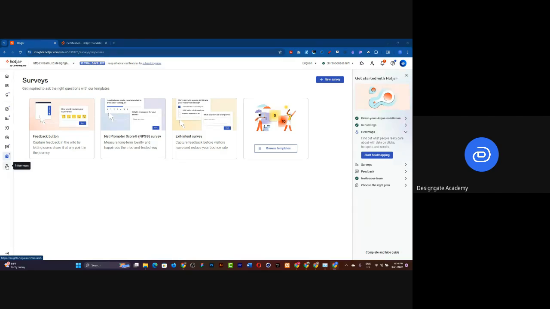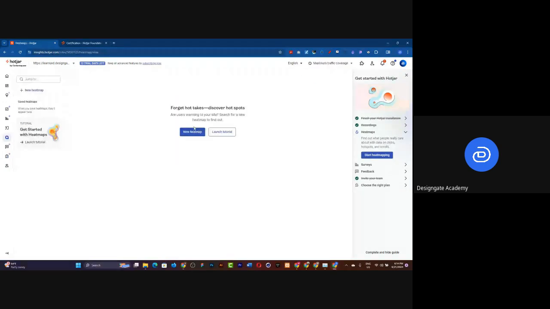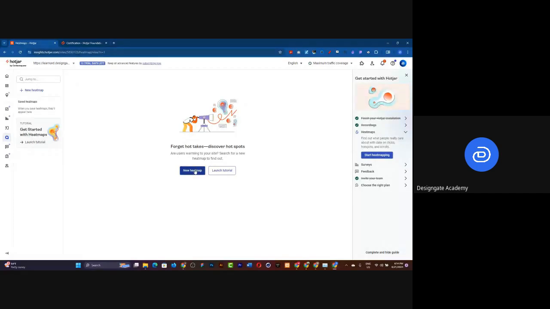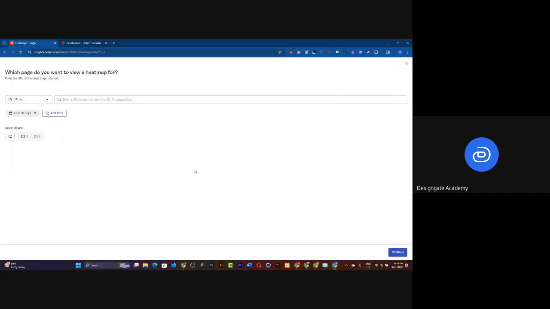Okay. So you can also see heat maps. If I open heat maps, I can say, okay, let me do a new heat map. All these things, you are going to learn next week inside that course.